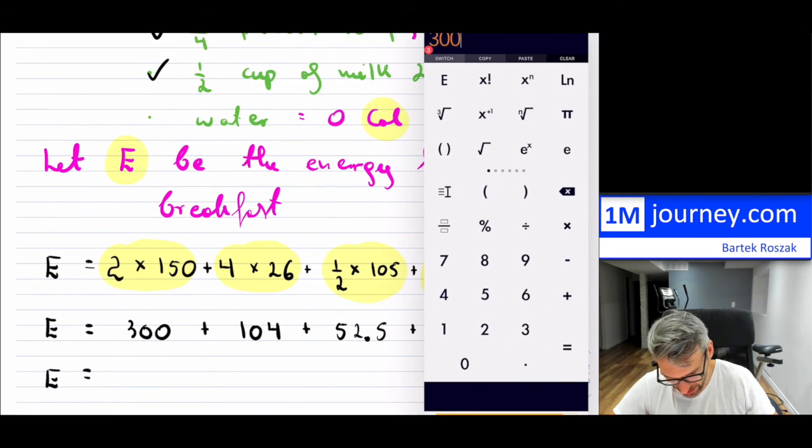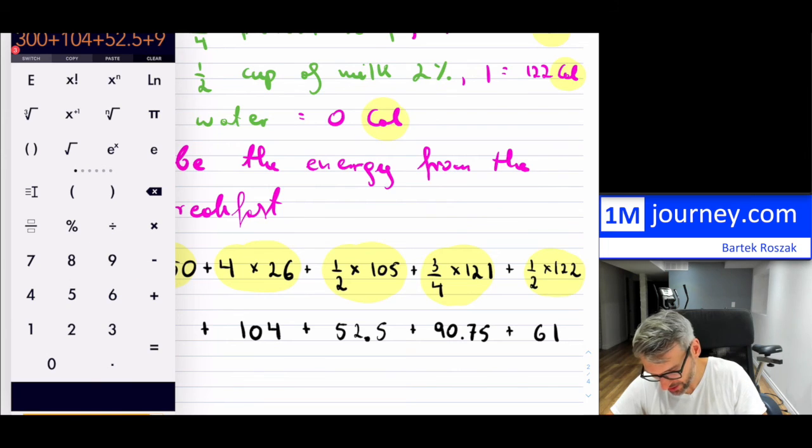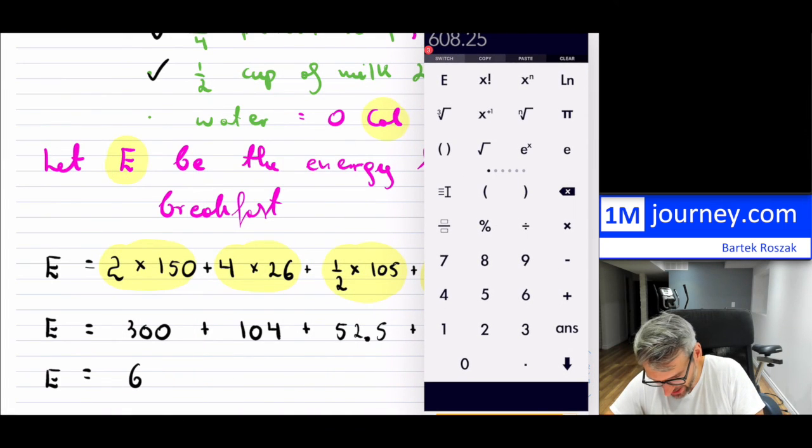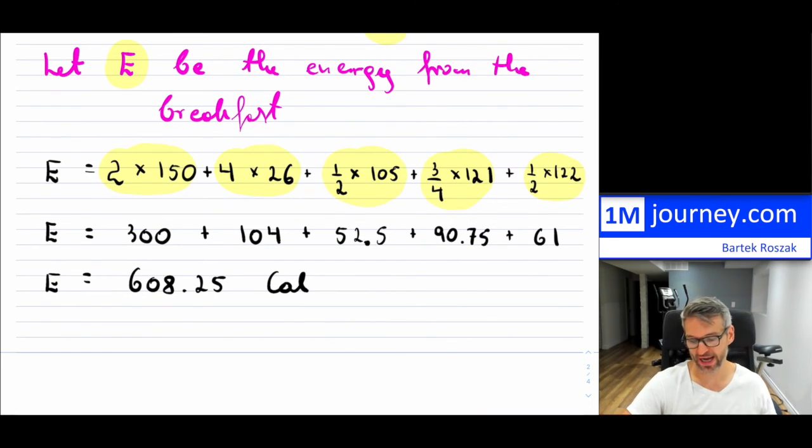So 300 plus 104 plus 52.5 plus 90.75 plus 61. So that is 608.25. Now, let's not forget the units. We should put in the unit right here, because they are all in calories, they're all consistent.